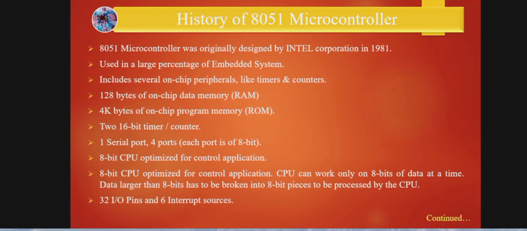History of 8051 microcontroller. 8051 microcontroller was originally designed by Intel Corporation in 1981. It is used in a large percentage of embedded system. It includes several on-chip peripherals like timers and counters. It has 128 bytes of on-chip data memory, 4 kilobytes of on-chip program memory, 2 64-bit counters, 1 serial port, 32 input-output pins, and 6 interrupt sources.